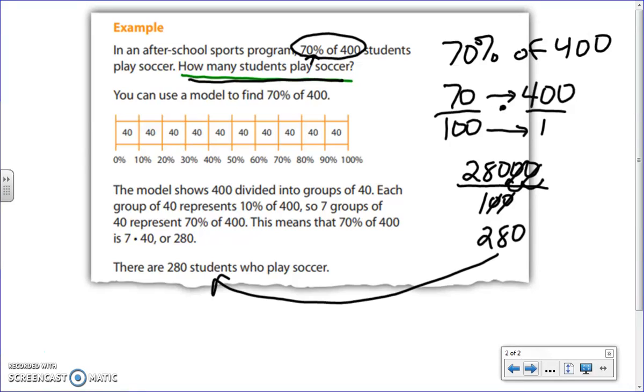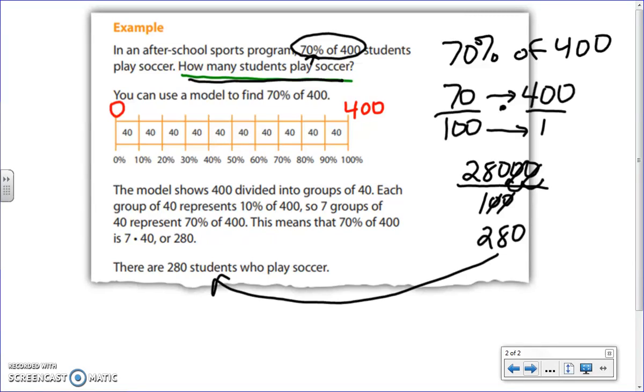They also have created this nice table here, this model, and at the beginning of the model is 0, of course, and at the end of the model is 400. And they separate it into 10 parts, each part representing 10% of 400.